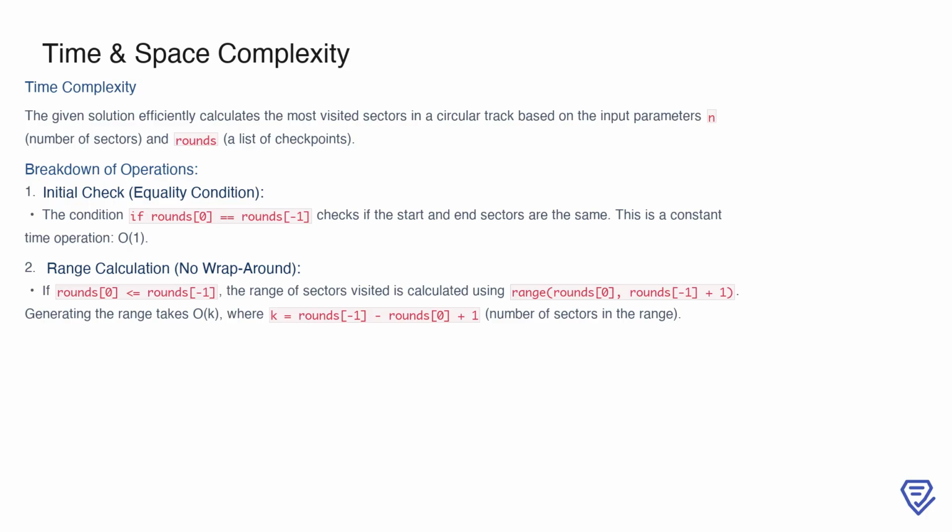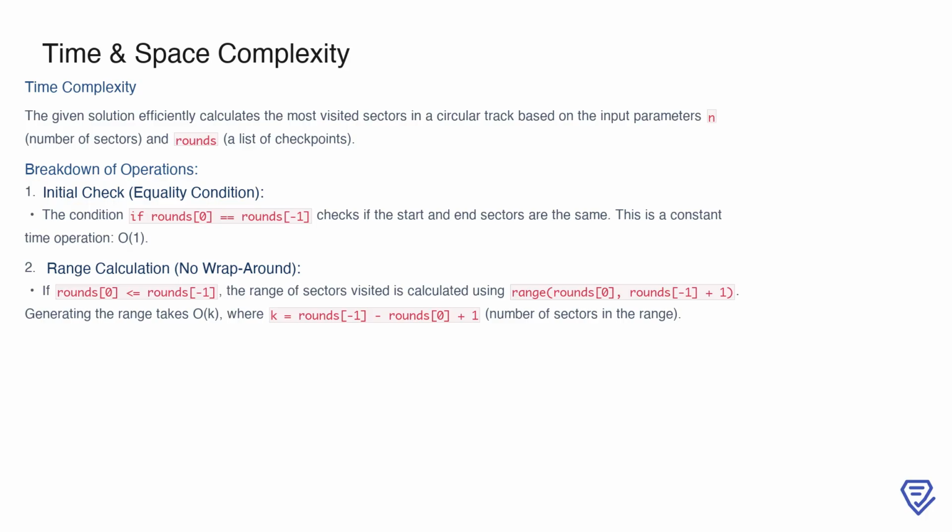This slide focuses on the time complexity of the solution. The first operation to consider is the initial equality check, where we determine if the start and end sectors, represented by rounds[0] and rounds[-1], are the same. This is a simple comparison that runs in constant time, or O(1).